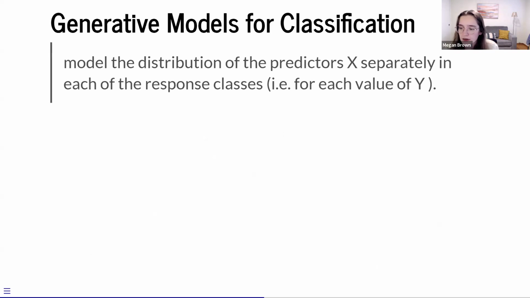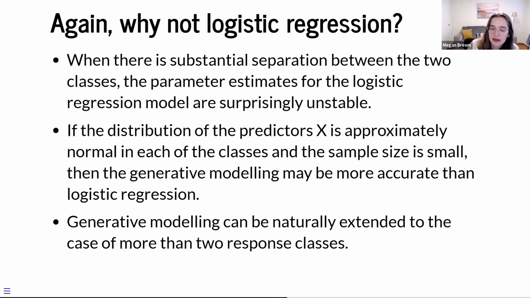and then the generative models. Generative models for classification are modeling the distribution of the predictors separately for each of the response classes. And again, asking why not the thing we just talked about. Logistic regression won't work well when there's substantial separation between the two classes, or if the distribution of the predictors is approximately normal in each of the classes and the sample size is small. And a plus is that most of these methods can be naturally extended to the case of more than two response classes.